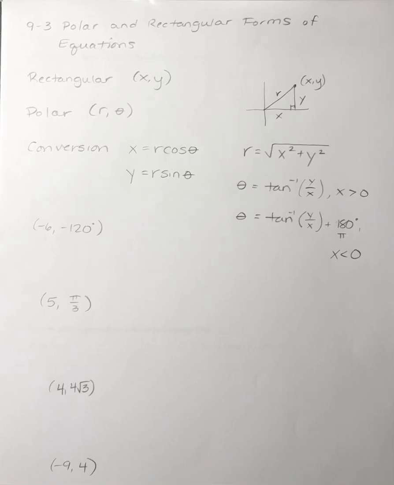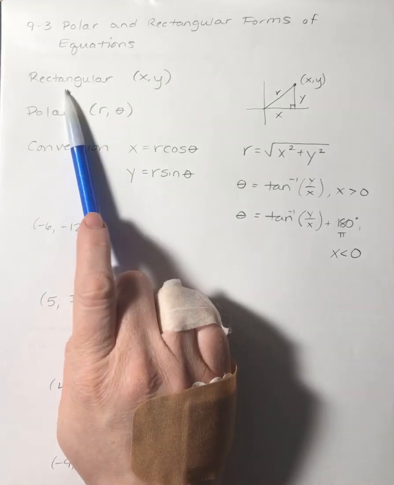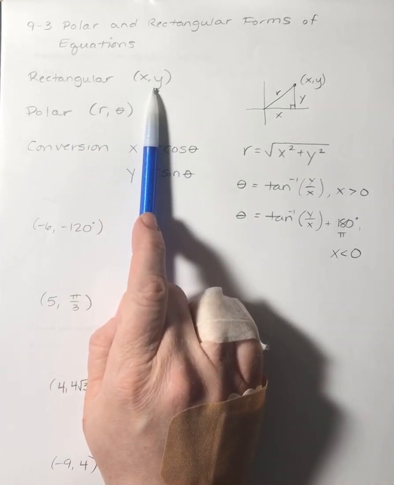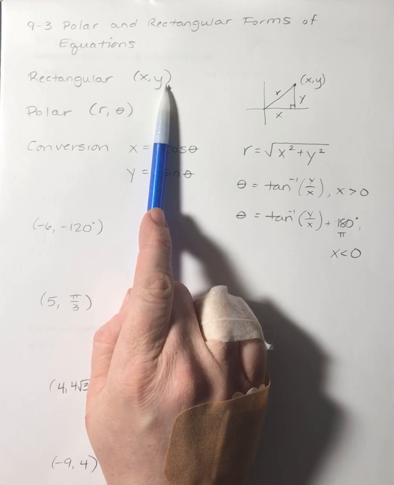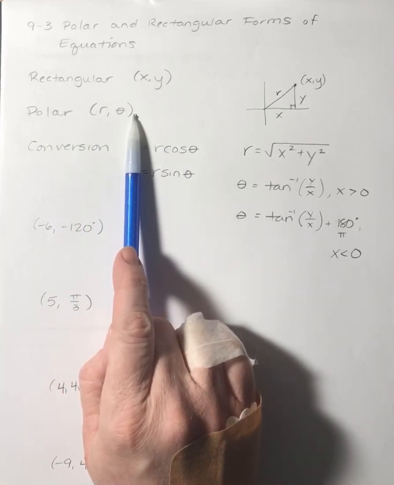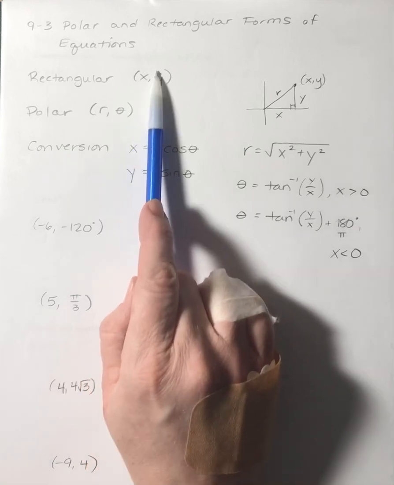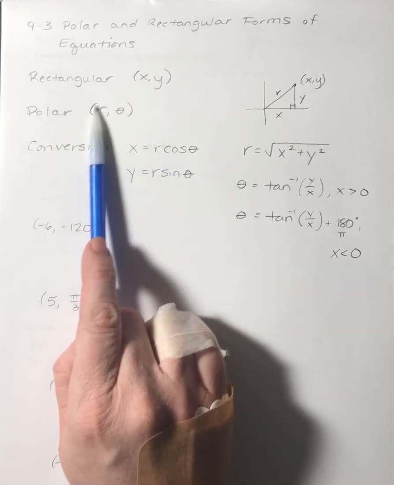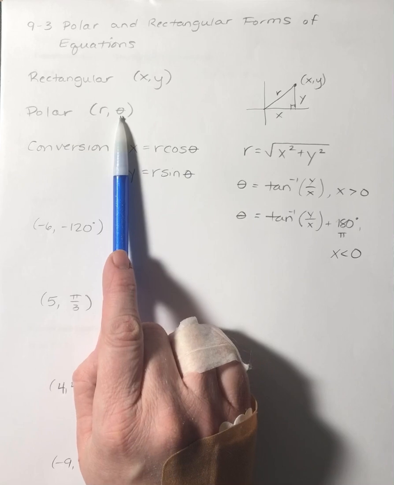9.3 is on polar and rectangular forms of equations. So rectangular form is when you have an x coordinate and a y coordinate. Polar form is when you have your r, theta. So again, this is unique. This has infinitely many equivalent points.